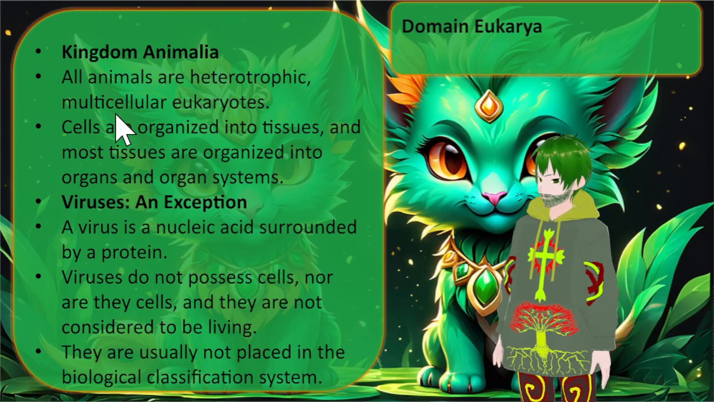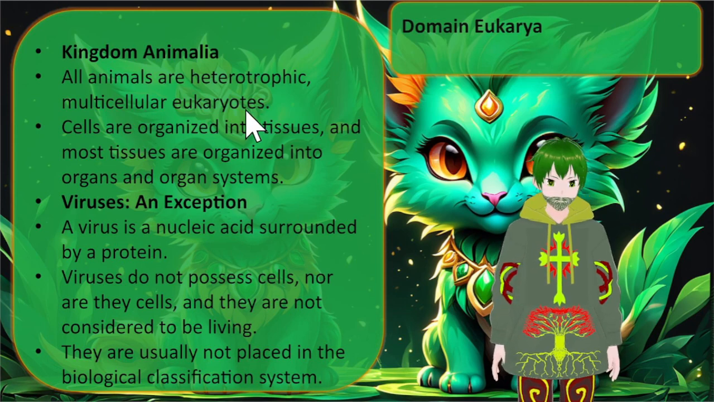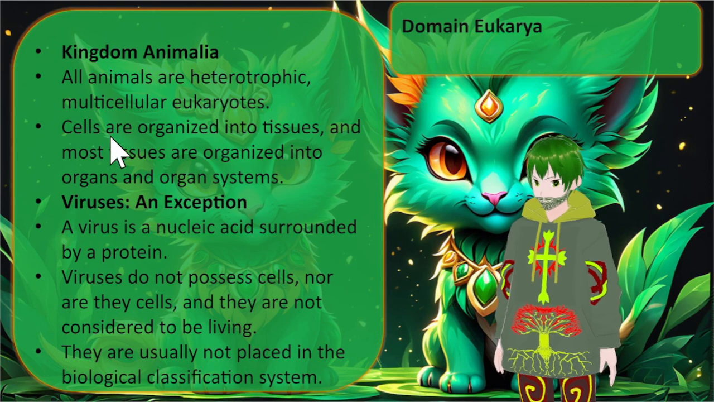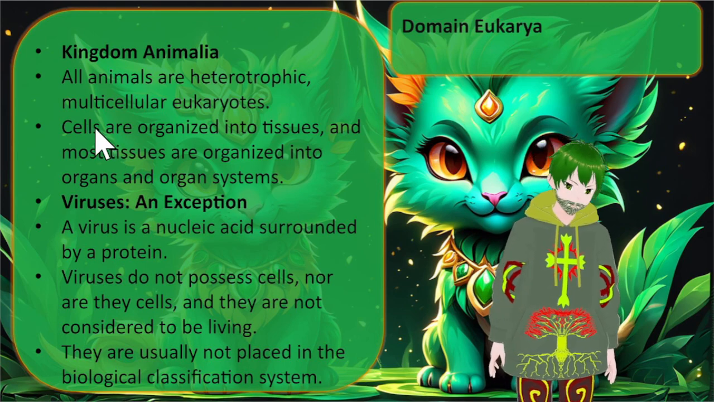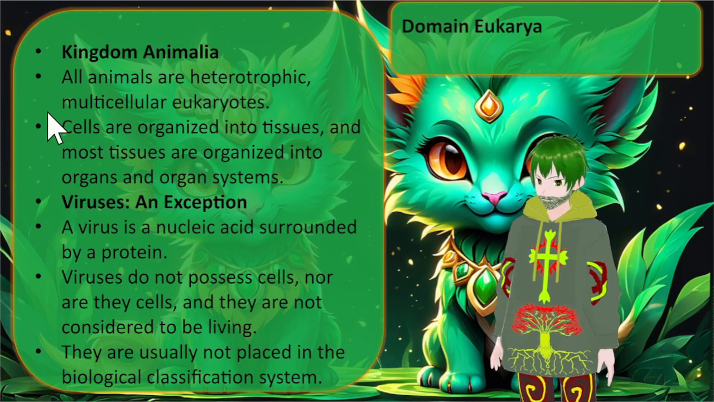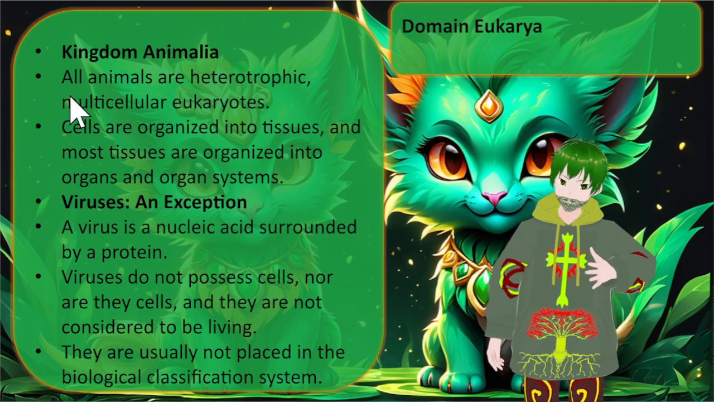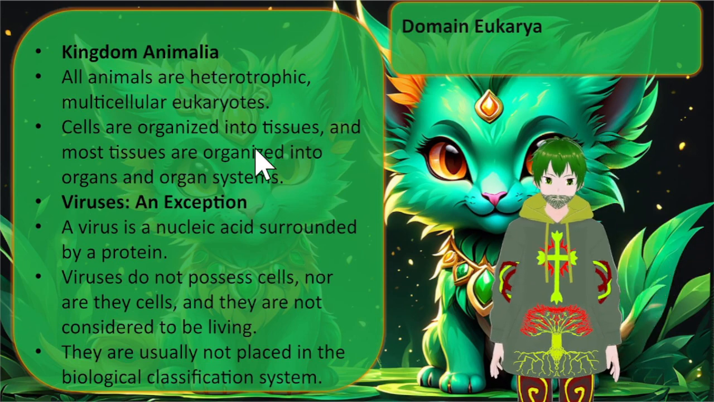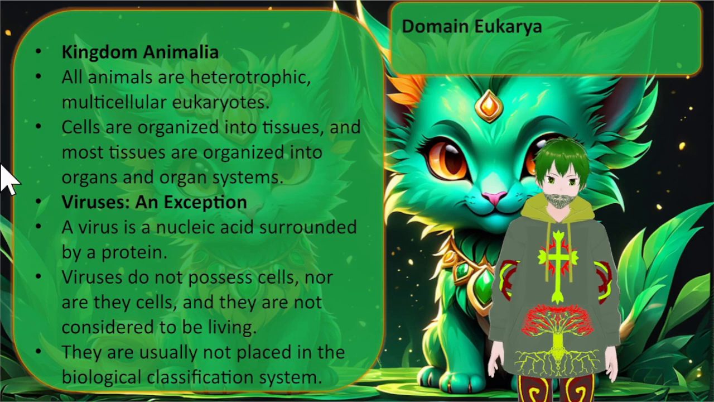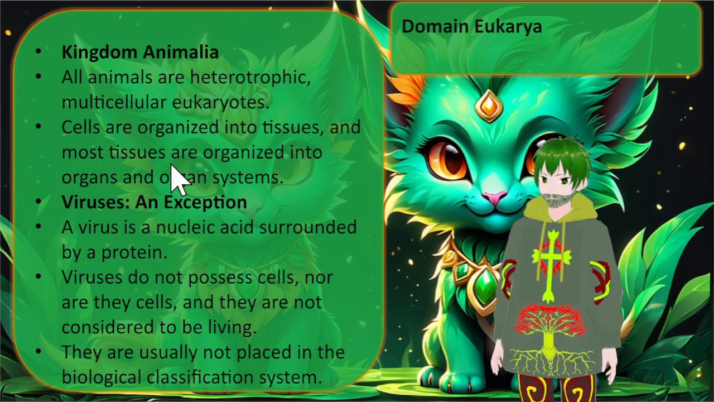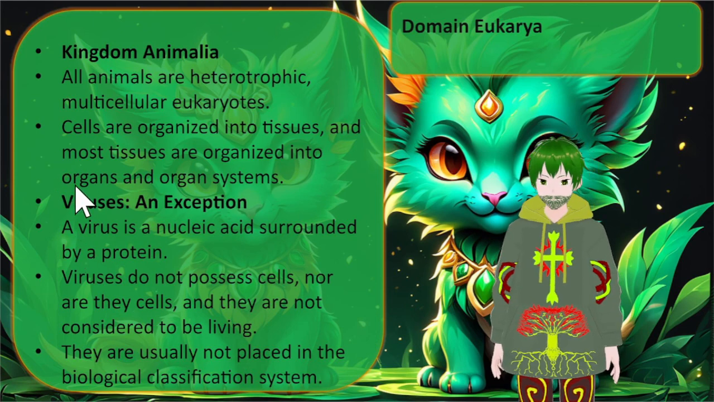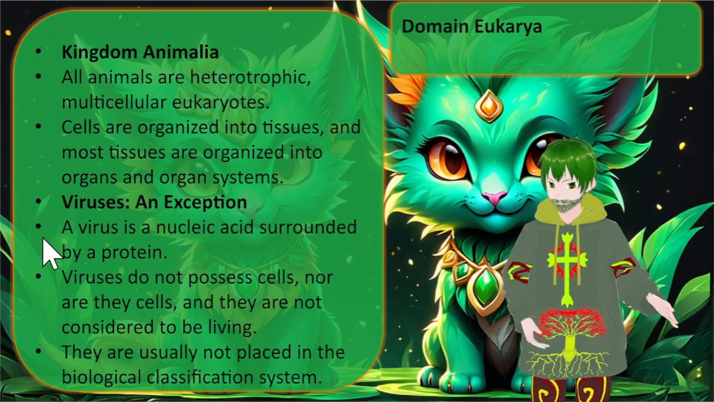Kingdom Animalia has all animals which are heterotrophs, which exist on Earth. And so everything from cats to dogs, anything that crawls and creeps upon the Earth, swims in the oceans, or flies in the sky is in Kingdom Animalia. Cells are organized into tissues, and tissues into organs, organs into organ systems. And Plantae, of course, includes all of the plants.